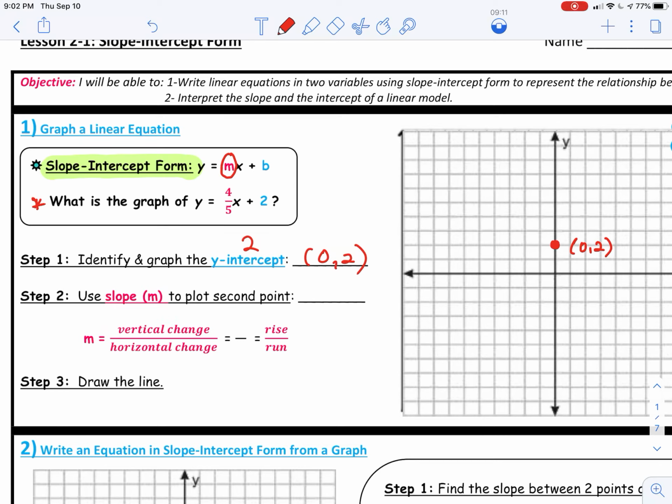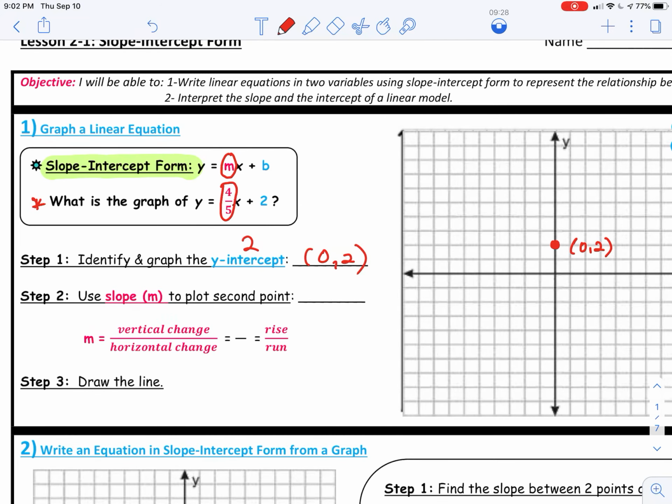But for today, we're going to learn it a little bit more in detail. Okay, so the slope is always m, and we use this to plot the second point. So I look here, and I notice that the m value in my slope-intercept form happens to be 4/5.